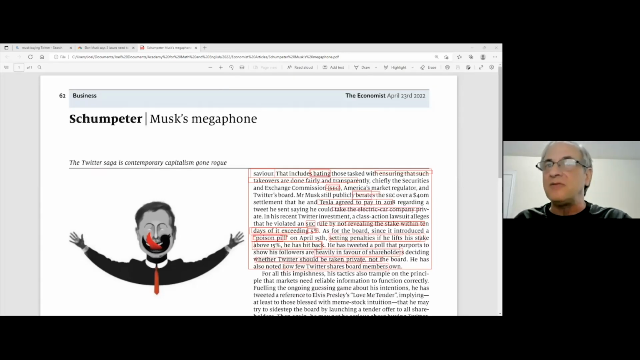So the other point he noticed is how few Twitter shares board members own. So the board of directors of Twitter are saying, oh, we don't want you to have full control of Twitter. And he's saying, well, you're not even shareholders. You're board of directors, but you don't even own shares of Twitter. So you shouldn't be able to decide. Okay. All right. Hope that's clear.